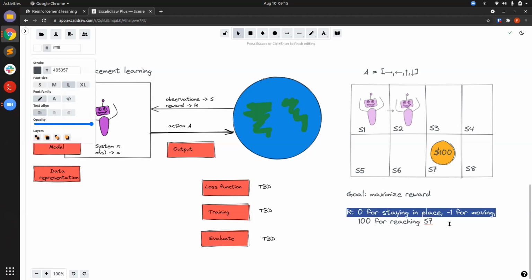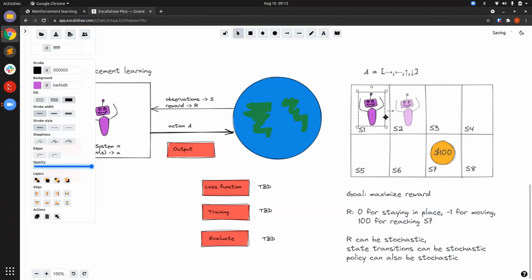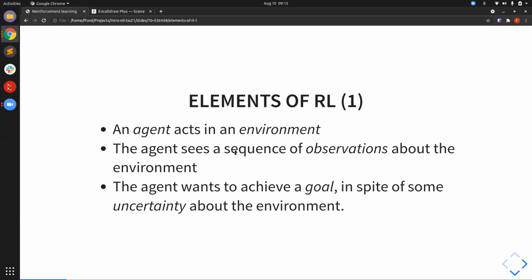Now, those are things that are inherent in the environment. So the reward can be stochastic. State transitions can be stochastic. And eventually, the learner is trying to learn some policy pi for moving from one state to the next. And that can also be stochastic. So that's what we mean when we say there is uncertainty. Okay. So it wants to achieve this goal of maximizing its reward, but it has some uncertainty about the environment.